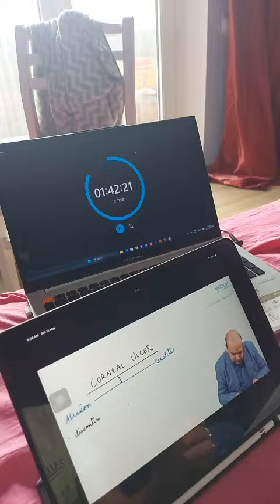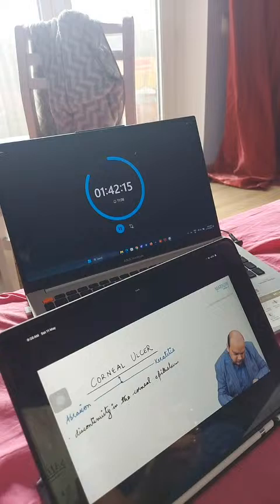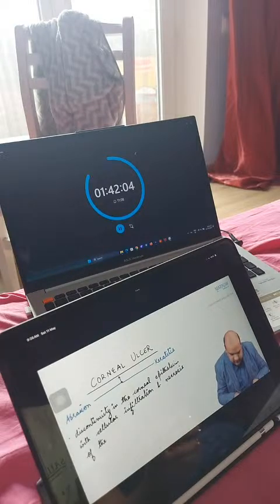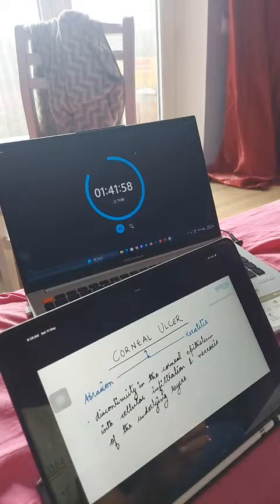Discontinuity in the corneal epithelium with cellular infiltration and necrosis of the underlying layers. Okay, that is basically the stroma. The stroma is getting inflamed and infiltrated. Yes or no, guys? Am I clear about this? So corneal ulcer is nothing, if you imagine, but just a wound. Chot lag gayi. Yes or no, everybody?